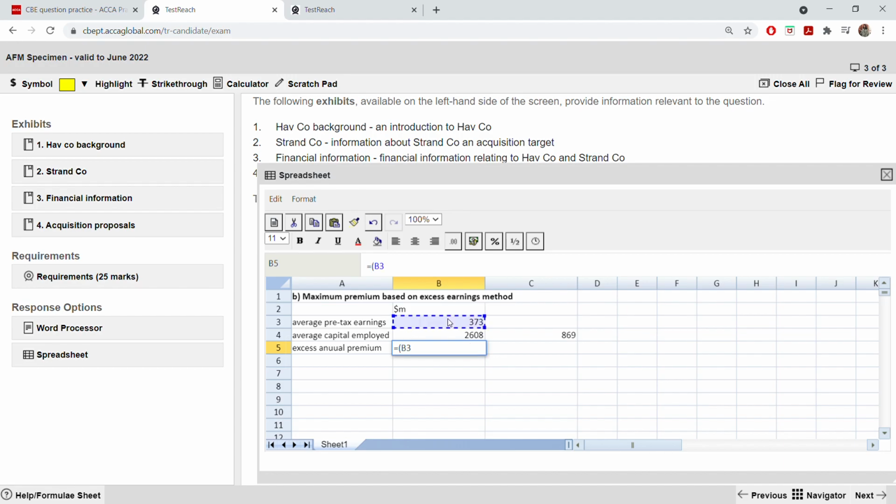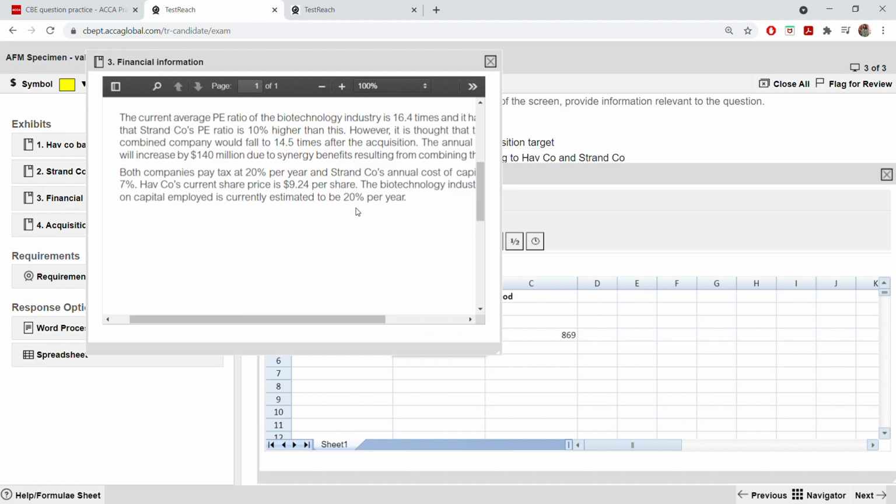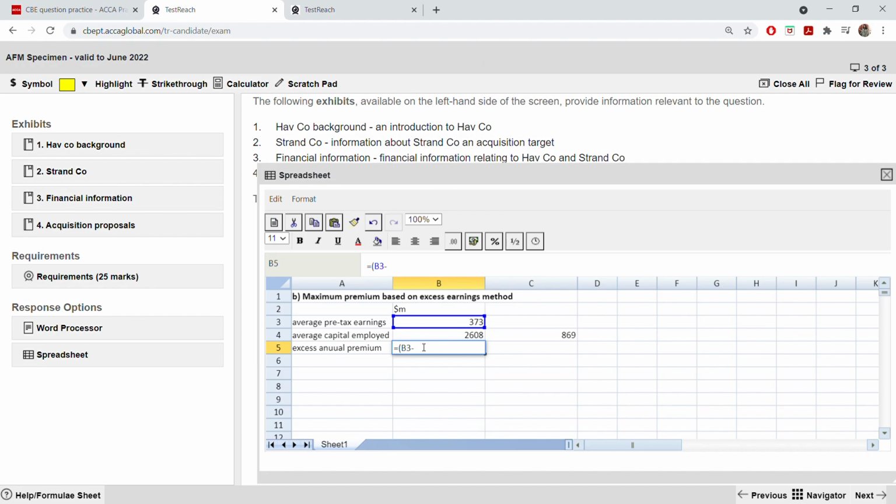You have to go to calculated intangible value, CIV, in your textbook and see. In fact, I have made a video on this, so you can go there and see. We are following this only. Minus, what is the rate? Average capital employed, the rate is given here. It is 20%, so 20% into the average capital employed. So minus 20% into this.